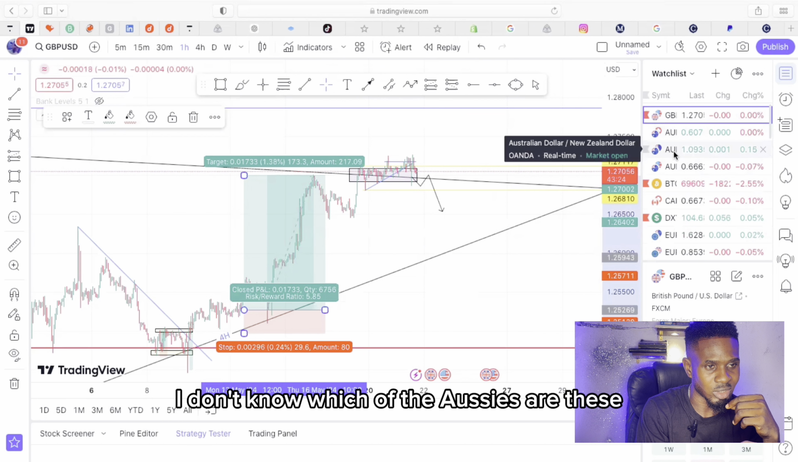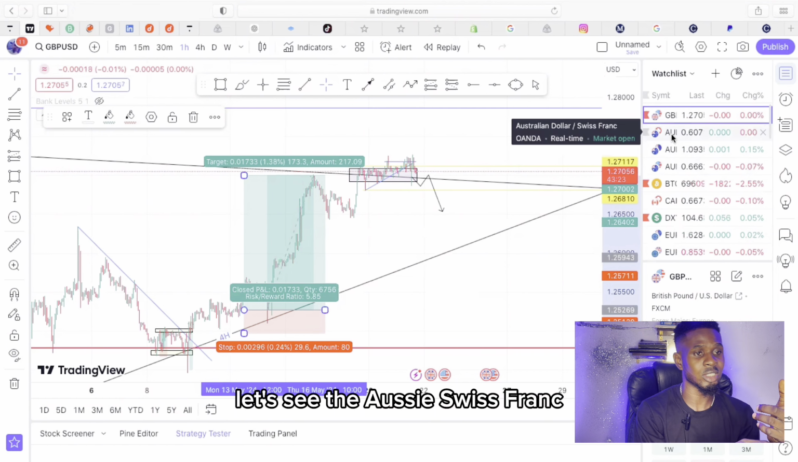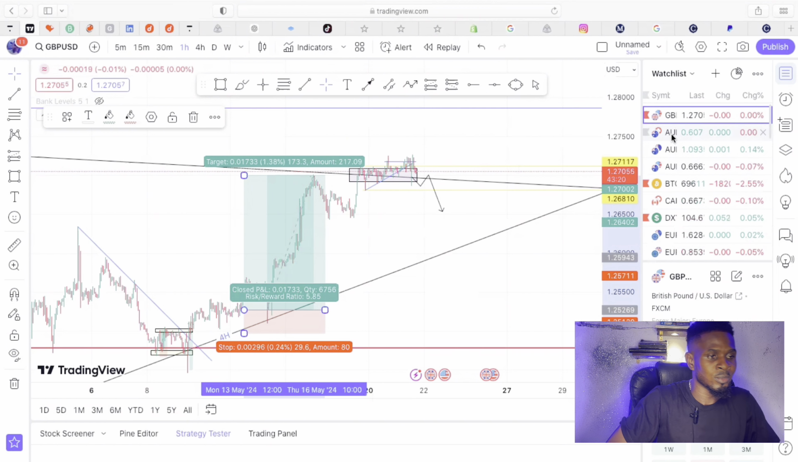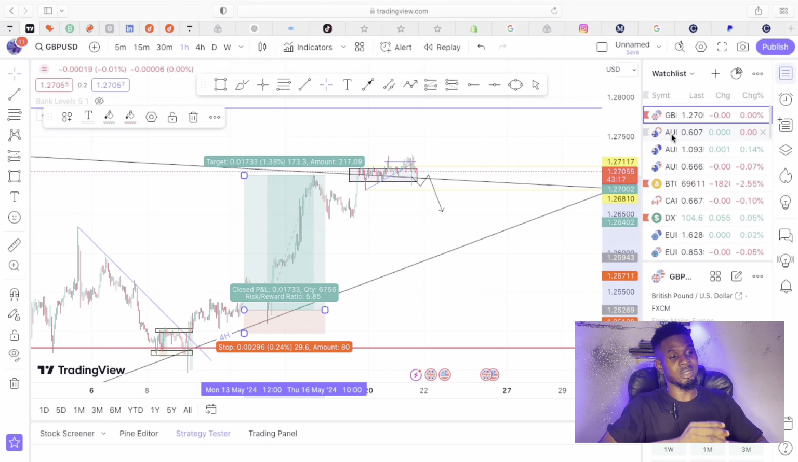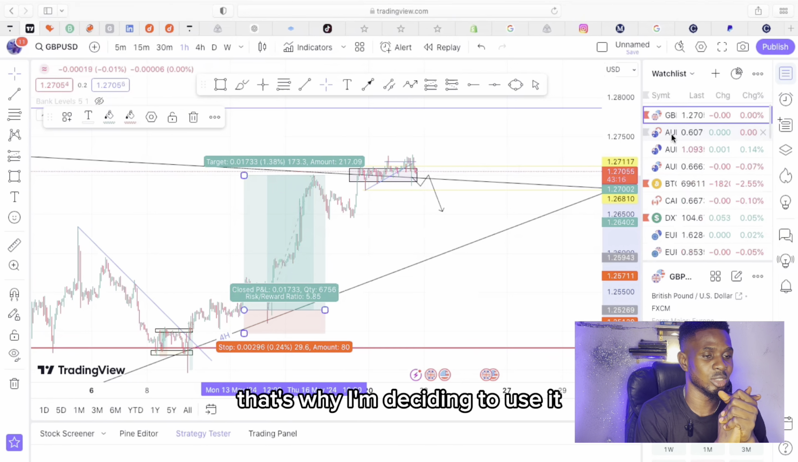I don't know which of the Aussies are these. Let's see, the Aussie Swiss franc. Let's use this one. Yeah, Aussie Swiss. It's a very, very weird pair. That's why I'm deciding to use it.